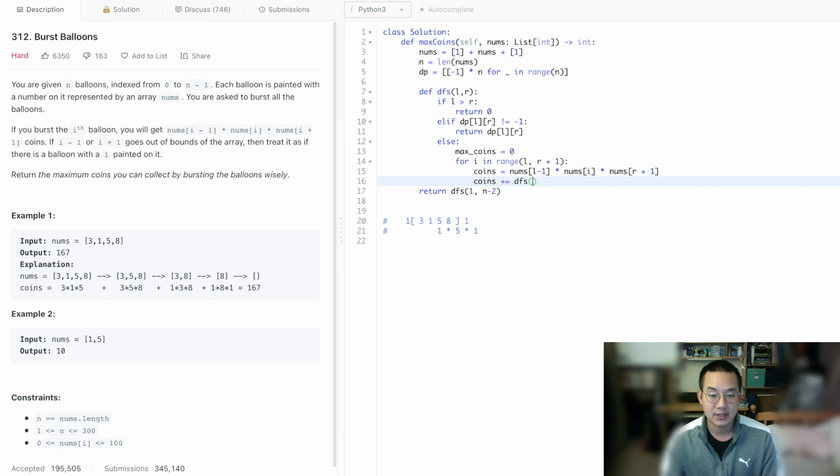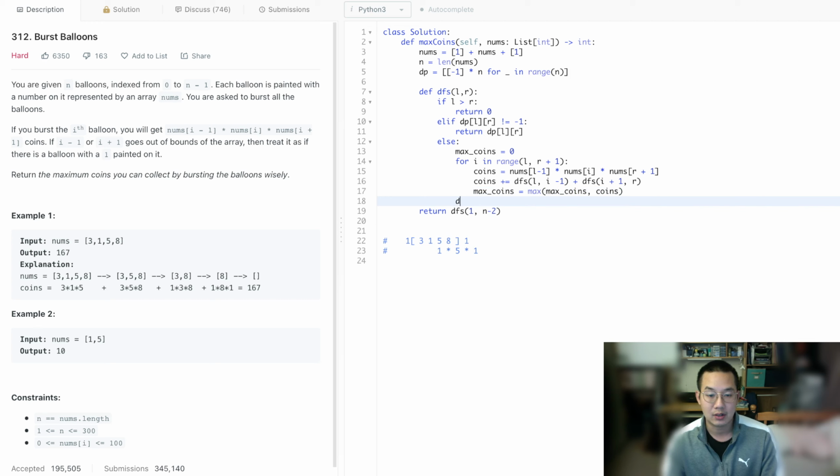Okay. So with that, we're going to add the subproblems, which is going to be DFS of the left side, left and i minus 1, plus DFS of i plus 1 and the right side. And eventually we'll come to a point where left is greater than right. So max coins is going to be equal to the max of max coins and coins. Then after getting the max coins, we're going to set our DP of left and right equal to the max coins, and we can return DP of l and r. It's all the same access.